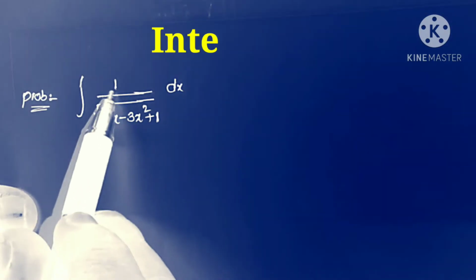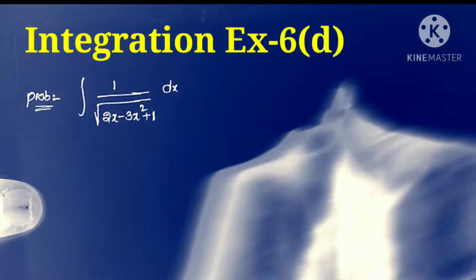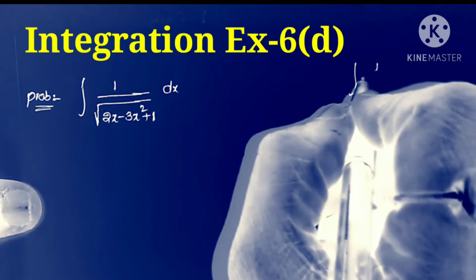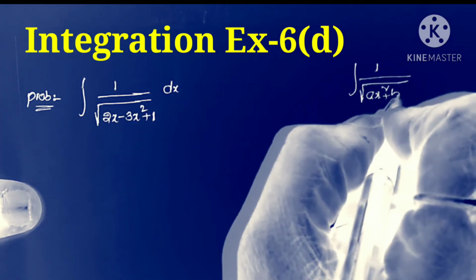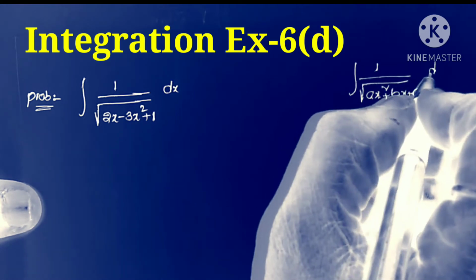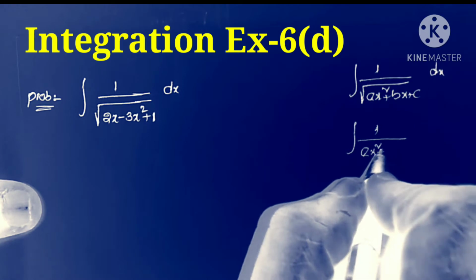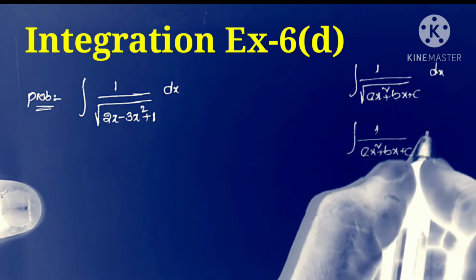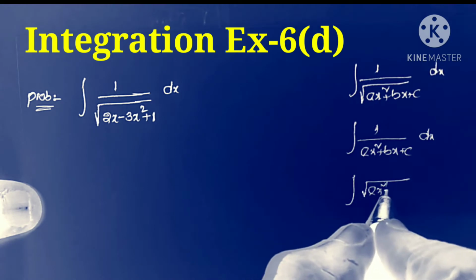First problem: integral 1 by square root of 2x minus 3x square plus 1 into dx. For example, if the problem is in the form of integral 1 by square root of ax square plus bx plus c into dx, or integral 1 by ax square plus bx plus c into dx, or integral square root of ax square plus bx plus c.